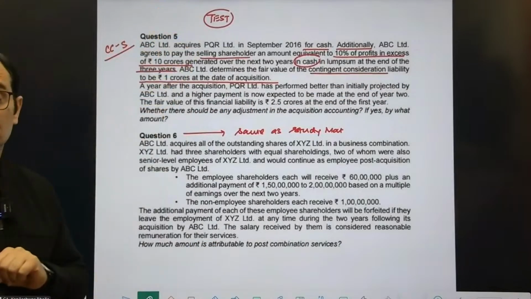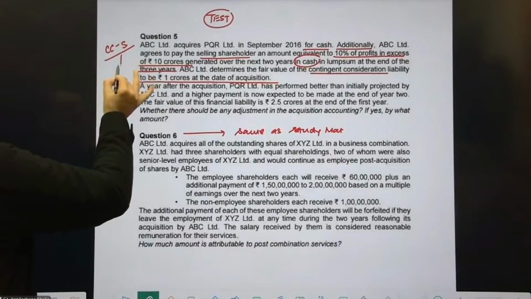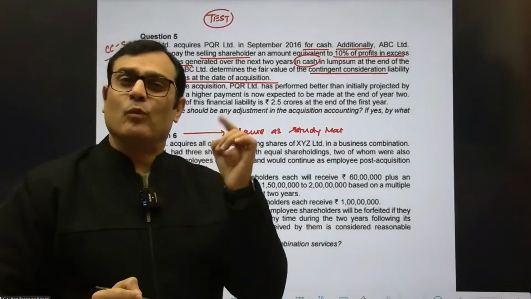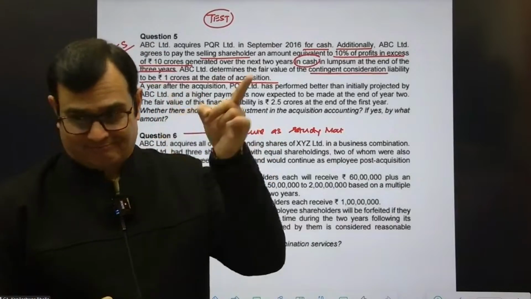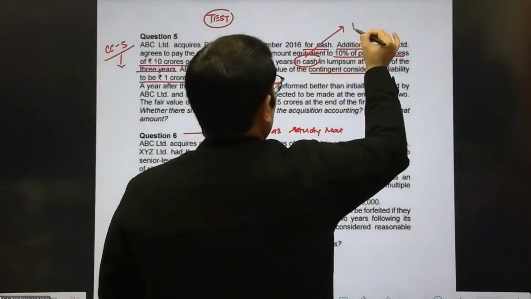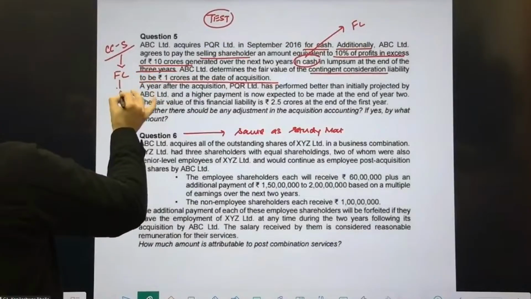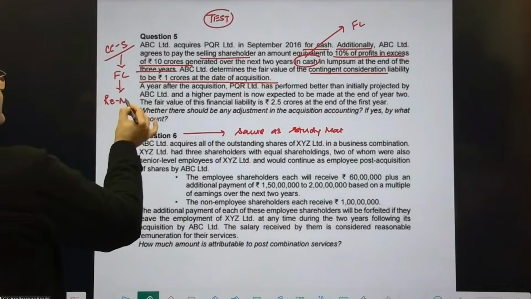Wonderful indeed. And can you please tell me whether this is going to be FL or equity? FL. Wonderful. And why is it FL? It's a cash consideration to be paid. Wonderful indeed. Since it is a cash component, it is a financial liability. So another question: can we say, is it going to be remeasured on the balance sheet date?